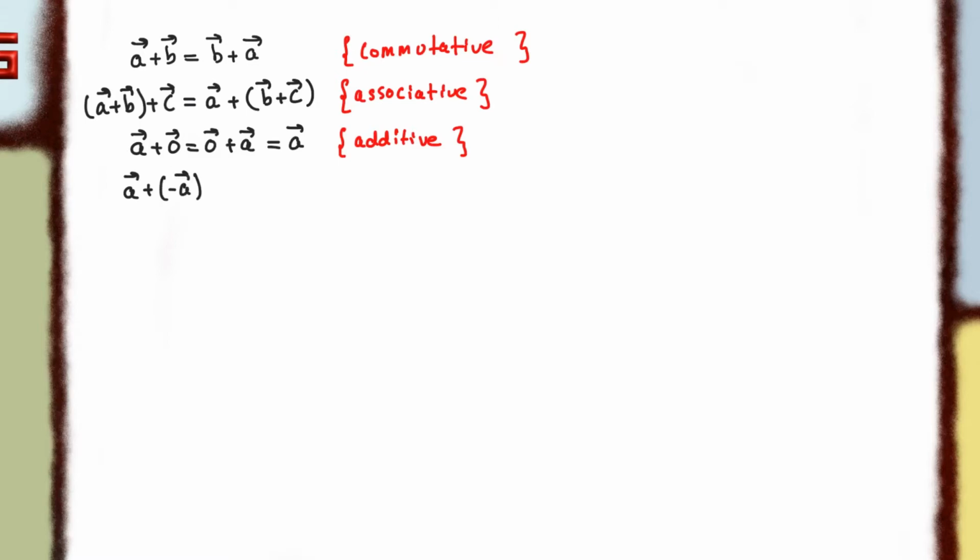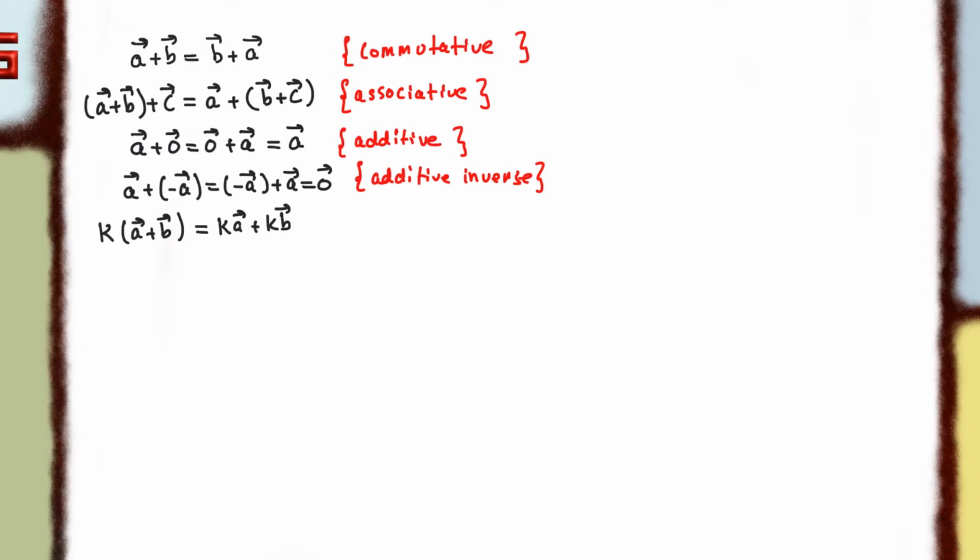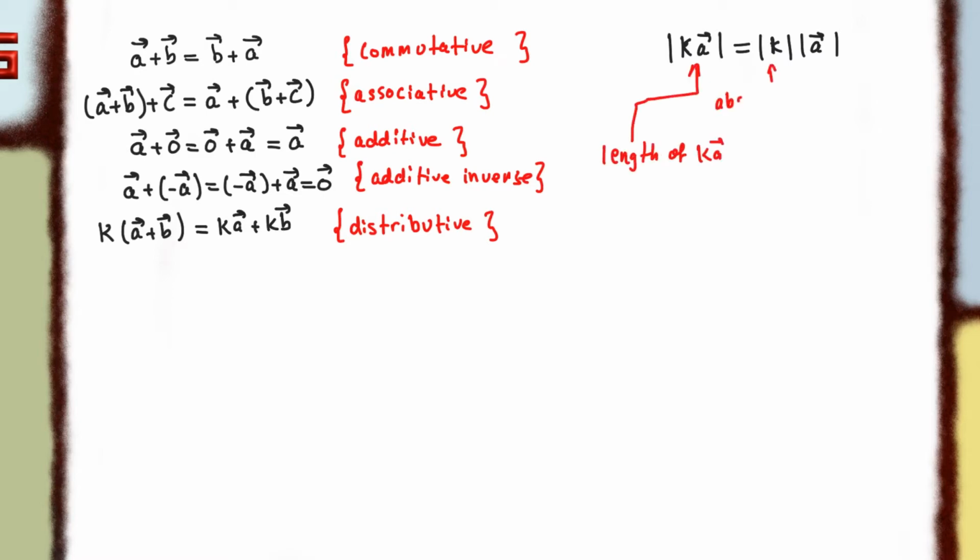If we have vector A plus -A, that's the same as -A plus vector A, which is a 0 vector, and this is called the additive inverse property. If you were to add vector A plus B and multiply that by a constant value k, that's the same as k times vector A plus k times vector B, and this is similar to the distributive property. There's another very useful property. If you wanted to take the size of k, a constant value, multiplied by a vector, that would equal the size of k, or the absolute value of k, multiplied by the size of vector A.